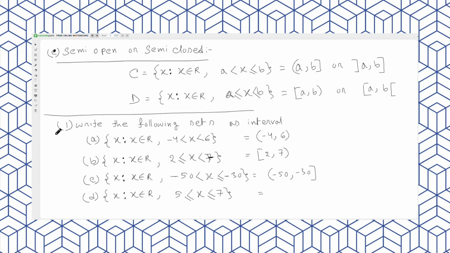The last one is x is greater than or equal to 5 and less than or equal to 7. This is closed, that's why we put the third bracket on both sides.